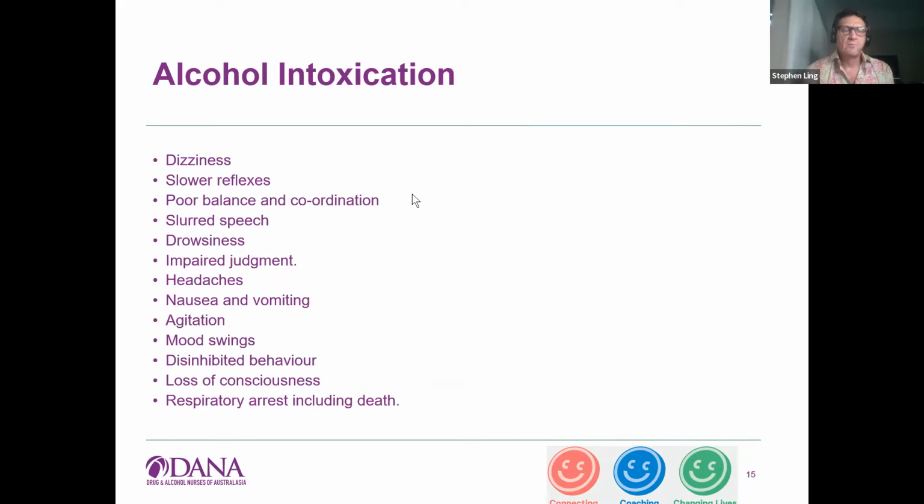So when we think about alcohol, most people will have either experienced alcohol intoxication themselves, or they certainly would have seen it in the community. So during a period of alcohol intoxication, people will become dizzy, their reflexes are slowed, they have poor balance and coordination, they have slurring of speech, they can become drowsy, they'll have impaired judgment, they can develop a headache and nausea and vomiting, they can become agitated with the development of a swinging mood, they can become quite disinhibited in their behaviour, and obviously if they drink too much, they can lose consciousness as that drowsiness increases. And in very severe cases, alcohol, being a depressant drug, can slow down respiration so that there can be a respiratory arrest, which can lead to death potentially. Next slide, please.